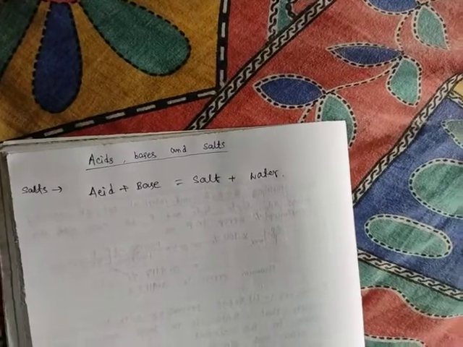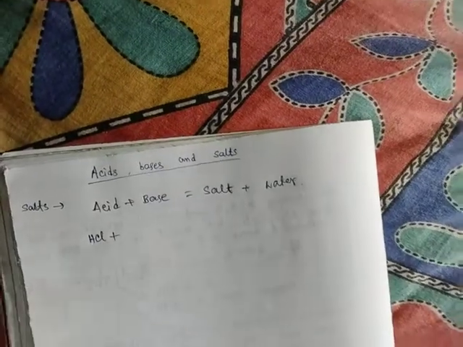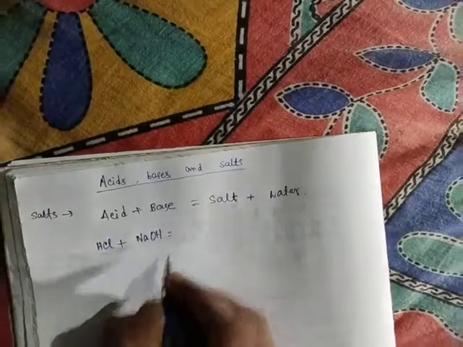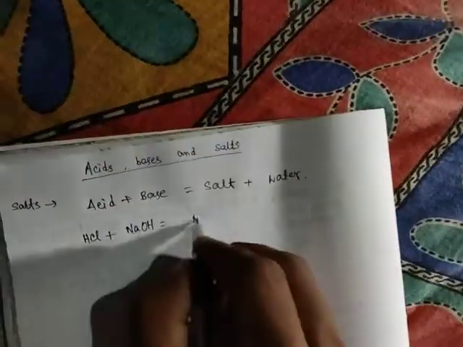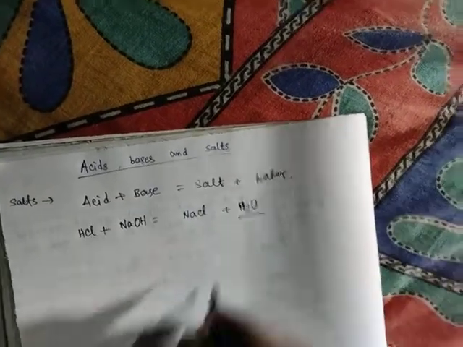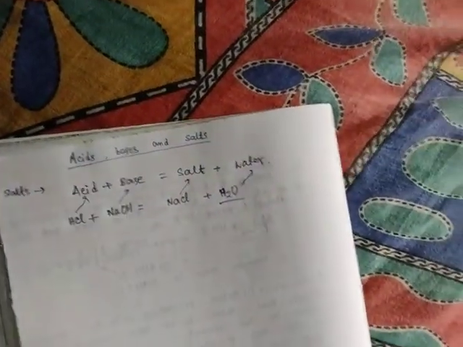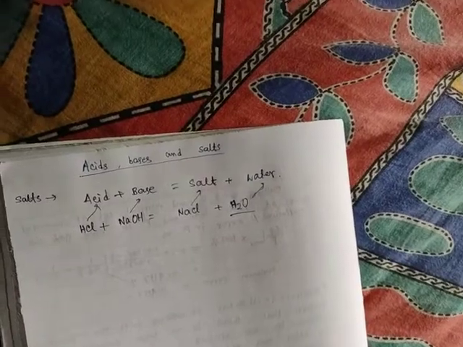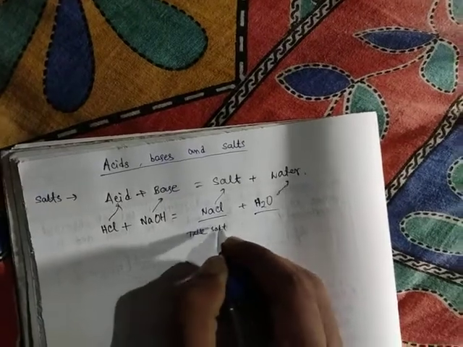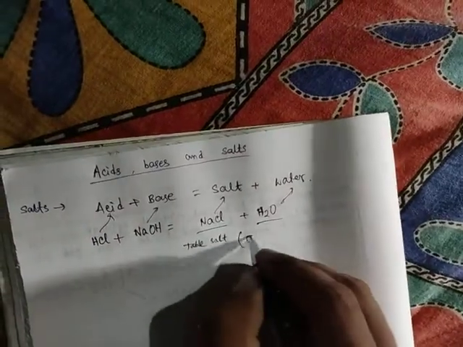So I can give you some examples. Suppose we know HCl, hydrochloric acid, this is an acid. This is a base. You know this is water and this is salt. This is base, this is acid. And this is called table salt, which we use or which we eat, NaCl. The name of it is sodium chloride.